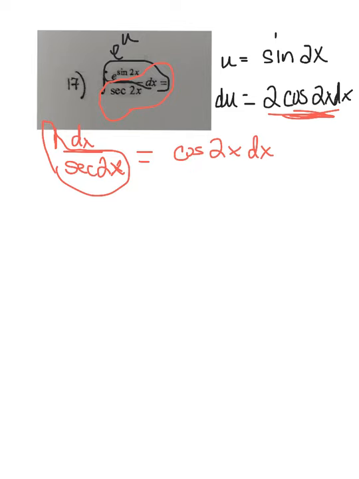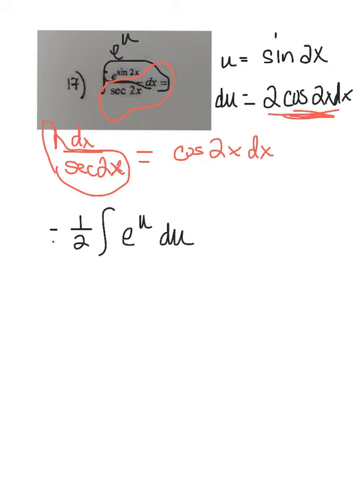So compare this and compare this and look at what's missing. Just a 2, right? So all I need to do is multiply this by a 2, which means I'm going to need a 1/2 on the outside. Okay? All right, mull that over. So, like I said, I'm going to need to multiply by a 2 on the inside and a 1/2 on the outside. And then I'm going to have e to the u du.